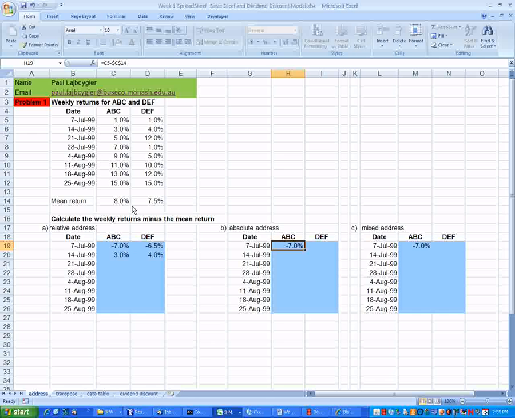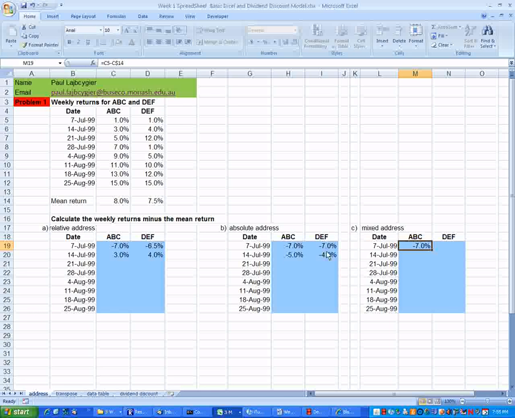What about for the absolute addressing? If I copy this over and down, do I get the correct answer? Well, if I look at cell DEF, the answer is no. There's a mistake. Because I've got a dollar in front of the C, I will continue to look at the column C no matter where I copy this cell. So, unfortunately, the column C is about the stock ABC, not the stock DEF, and so that induces an error.